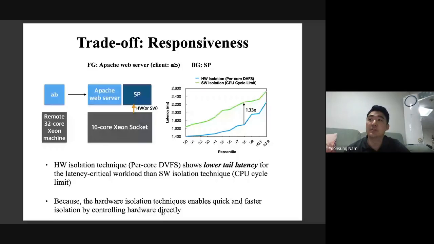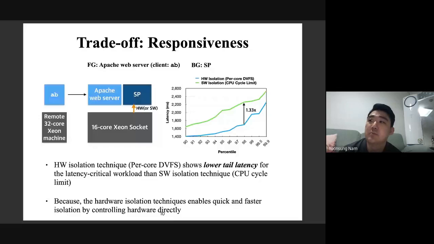And secondly, to show different responsiveness, we collocated a web server and a memory-intensive workload and generated high load to the server. And we show how hardware and software isolation techniques quickly throttle the co-located SP workloads. Here we compare CPU cycle limit and per-core DBFS. As shown in the graph, per-core DBFS achieves lower tail latency due to the hardware isolation technique's low overhead.